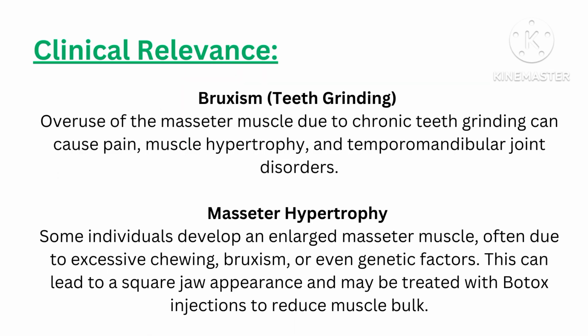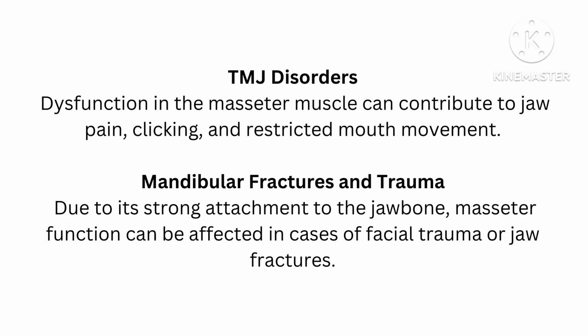Clinical significance. Bruxism, teeth grinding. Overuse of the masseter muscle due to chronic teeth grinding can cause pain, muscle hypertrophy, and temporomandibular joint disorders. Masseter hypertrophy. Some individuals develop an enlarged masseter muscle, often due to excessive chewing, bruxism, or even genetic factors. This can lead to a square jaw appearance and may be treated with Botox injections to reduce muscle bulk.